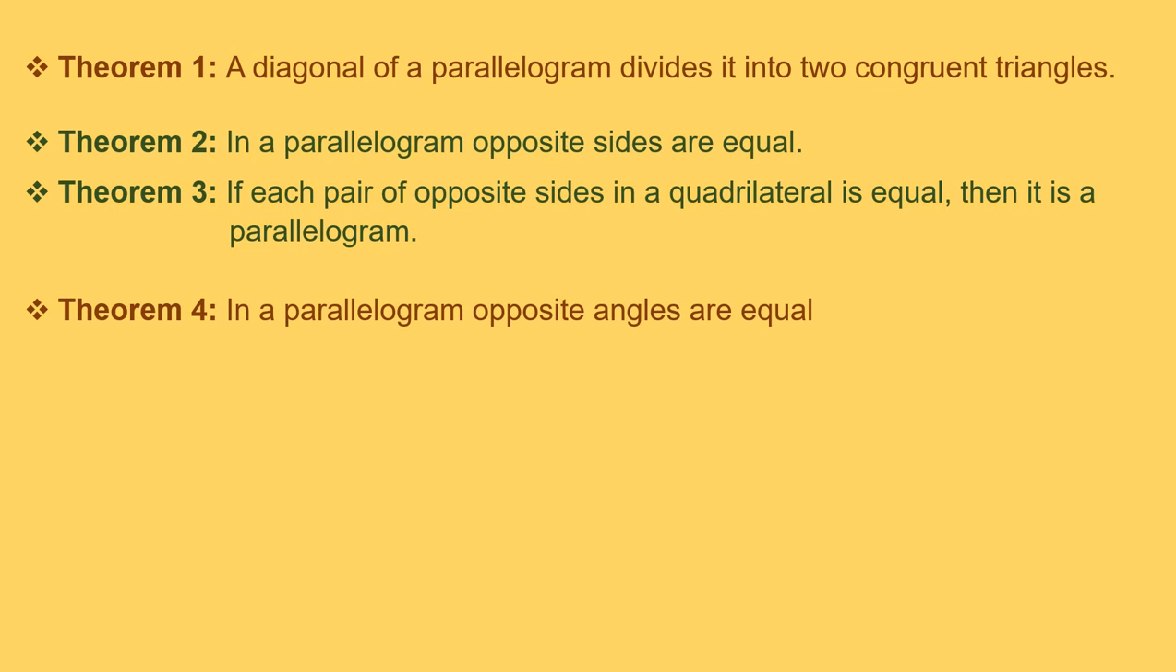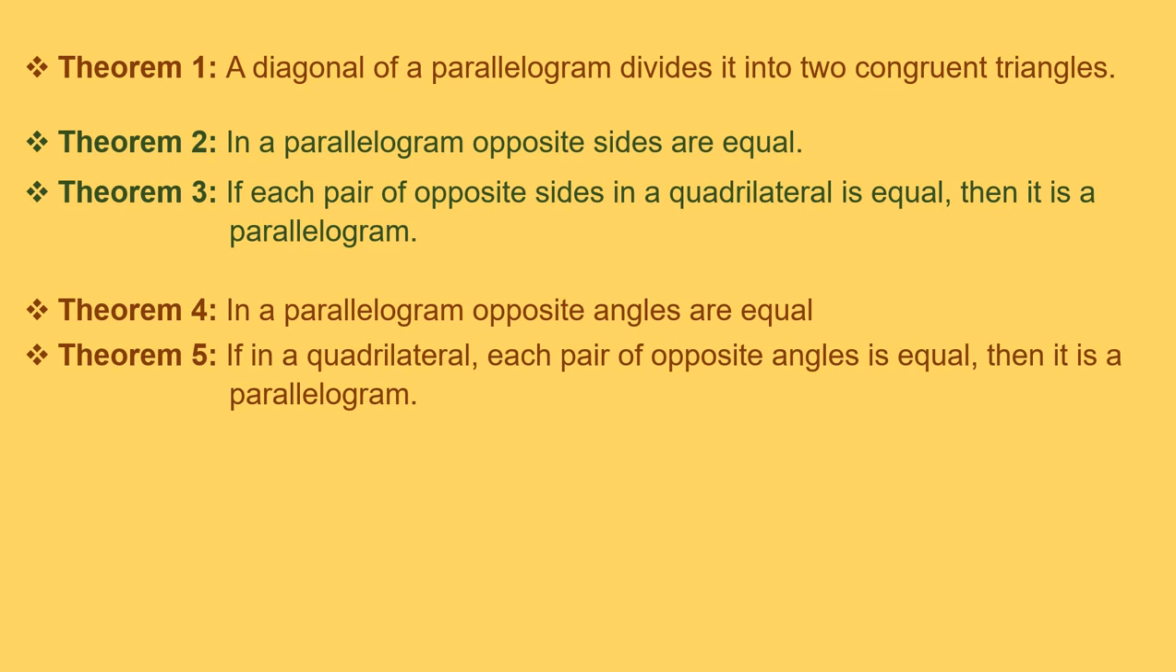Theorem 4, in a parallelogram opposite angles are equal. And theorem 5, if in a quadrilateral each pair of opposite angles is equal, then it is a parallelogram. So here you can understand once again, in a parallelogram opposite angles are equal. So in a quadrilateral, if each pair of opposite angles are equal, then it is a parallelogram. Now moving on to next theorem.